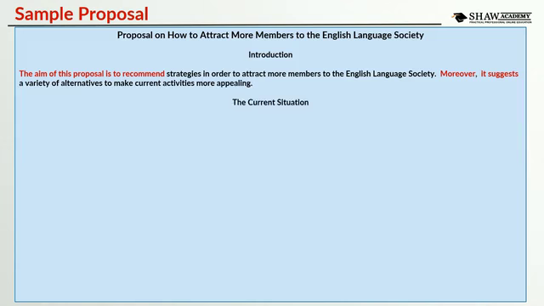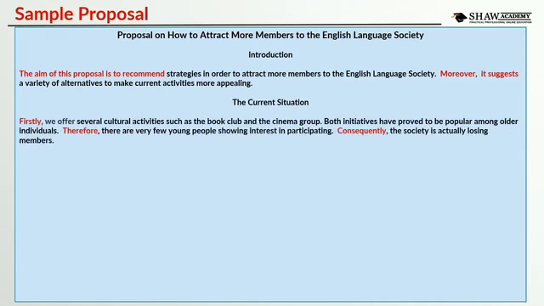Now, on to the main body, and we have our first paragraph. And of course, we have our heading, the current situation. Firstly, we offer several cultural activities such as the book club and the cinema group. Both initiatives have proved to be popular among older individuals. Therefore, there are very few young people showing interest in participating. Consequently, the society is actually losing members. So look at that. First, it is describing the current situation.